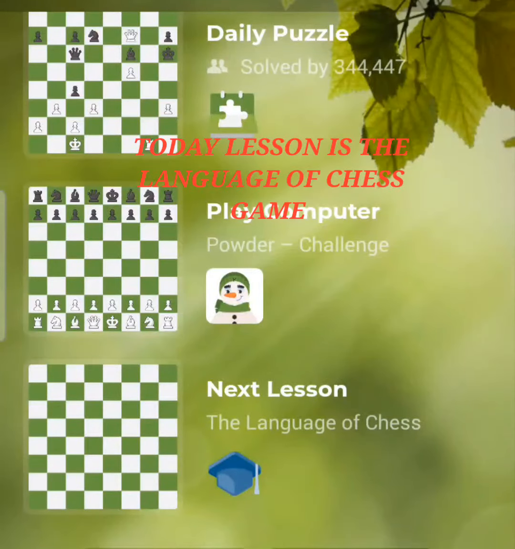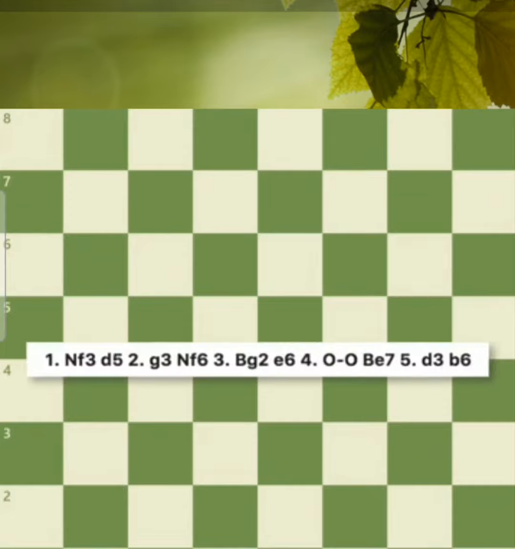Today's lesson, the language of chess. In order to get better at chess, you will need to learn notation, which is often referred to as the language of chess. Every square on the chessboard has a name, which is actually just its coordinates. As we mentioned before, each column is called a file, and each row is called a rank.